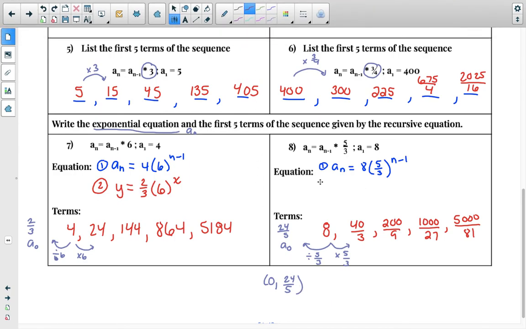So to write our exponential equation, we would use y equals the value from our y-intercept, 24/5, times our common ratio, or our growth or decay factor, and then raised to the x. So we use our 5 terms: our first term goes to the explicit, and our a sub 0 goes to our exponential equation.